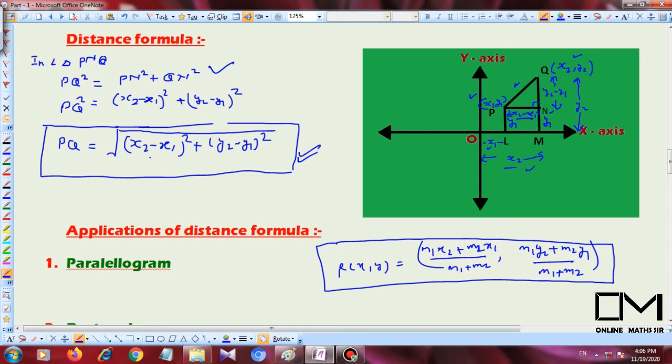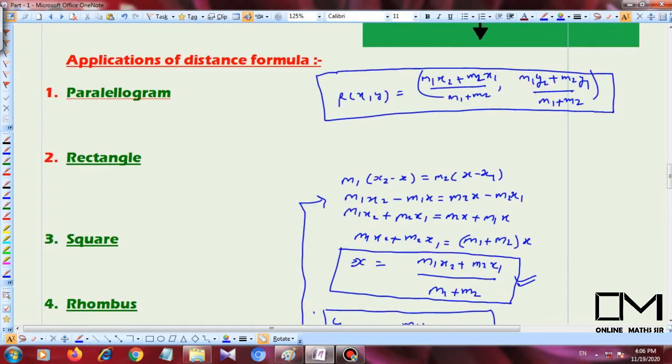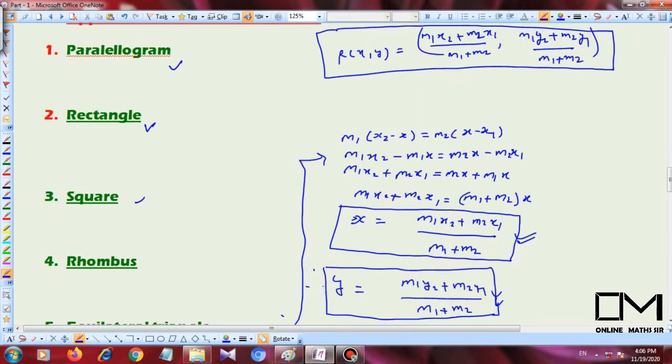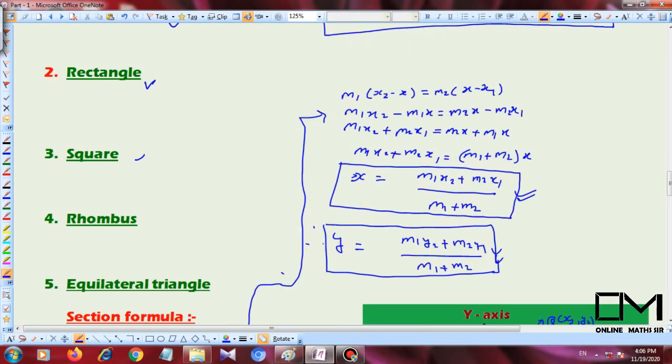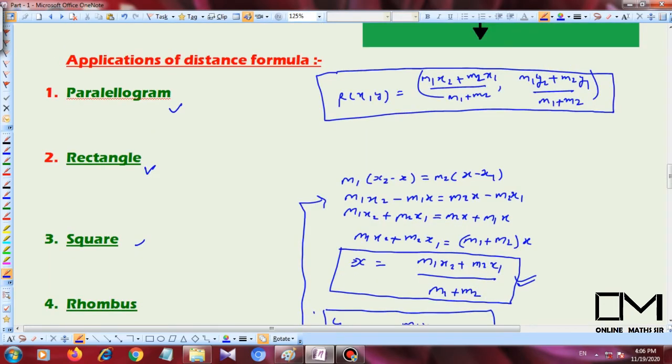Now, some applications of the distance formula. How to prove a parallelogram by using the distance formula, how to prove a rectangle, a square, a rhombus and an equilateral triangle. First of all, we see the parallelogram. Suppose 4 points are given and you want to prove that these points make a parallelogram. So how to prove it?